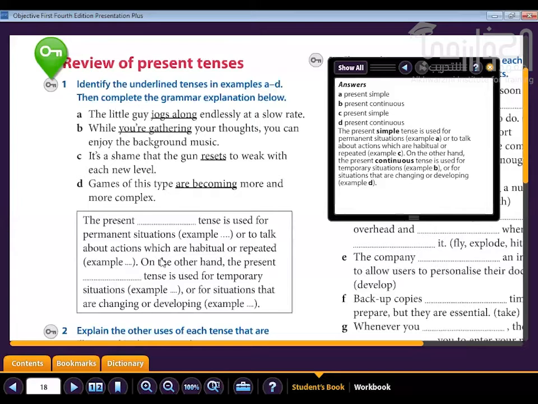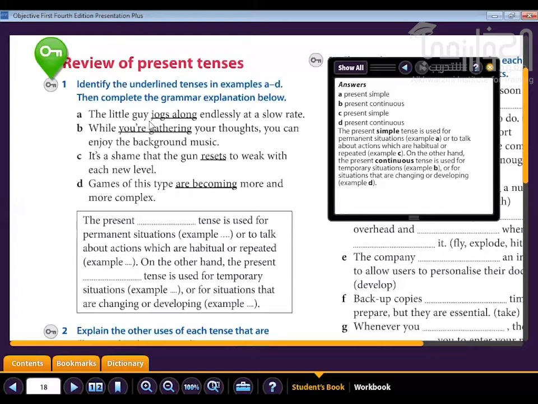You can see the answers here, and this is the explanation of them. Or for situations that are changing or developing. An example is sentence D. This is something that is changing, becoming, changing or developing. So that is the explanation for them.